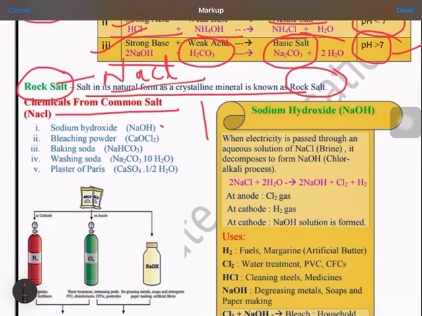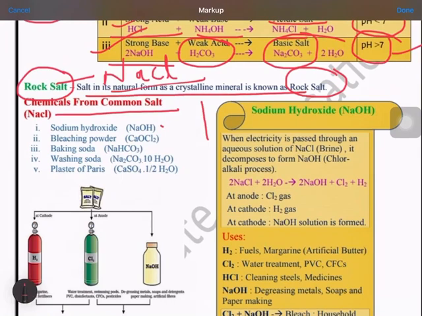It is very important. An aqueous solution of NaCl means we are adding NaCl plus water. It's simple. This solution is known as brine. In the bracket you will write (aq), that means aqueous solution. When electricity is passed through an aqueous solution of NaCl, it decomposes to give NaOH. This is a complete decomposition process, and this equation is known as the chloroalkali process. Why is it called the chloroalkali process? Because we are getting chlorine along with a base, and the base NaOH is a strong base, which is also known as alkali.